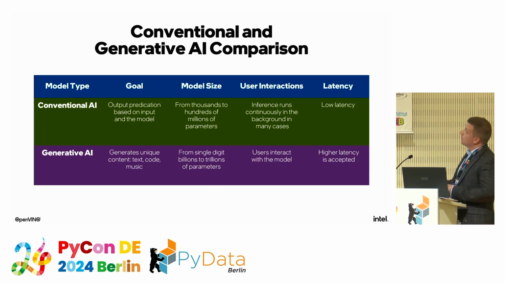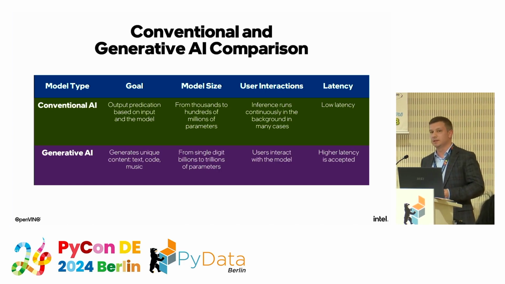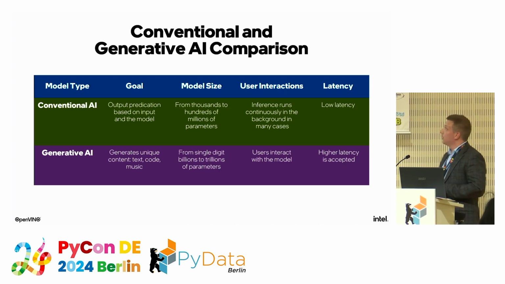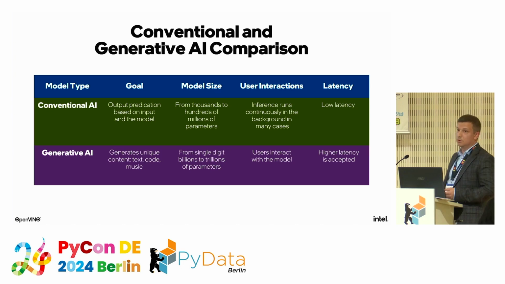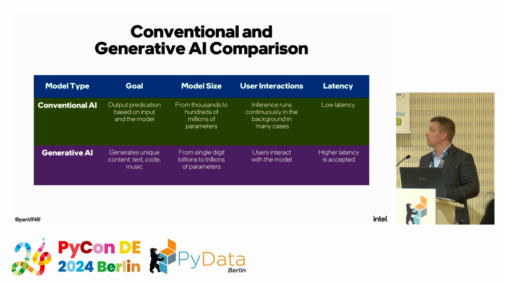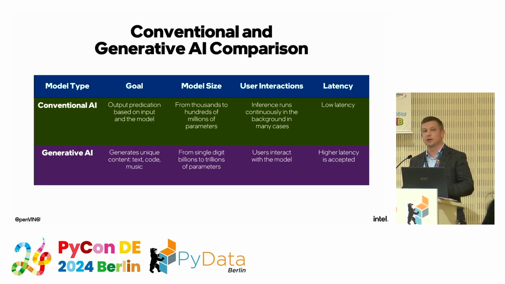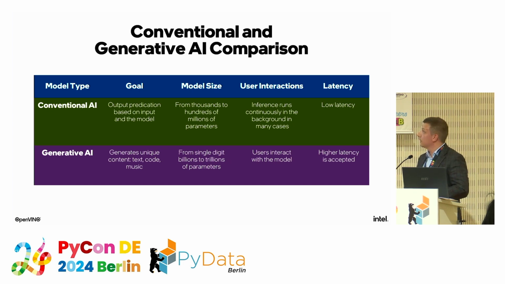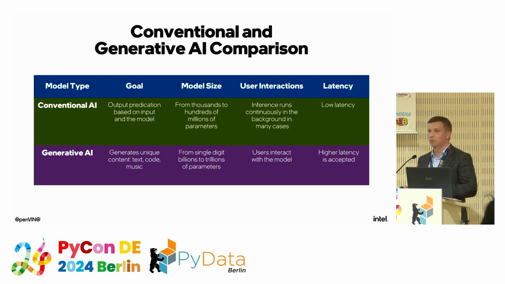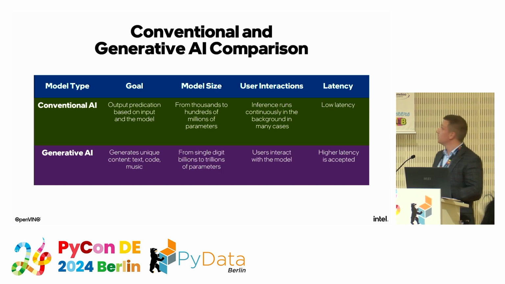How does the user interact with such models? For conventional AI, in many cases it's just background execution, so the user does not really interact directly with the model. In contrast, generative AI very often requires interaction with the user. For example, if you have a chatbot, then you interact with it directly.